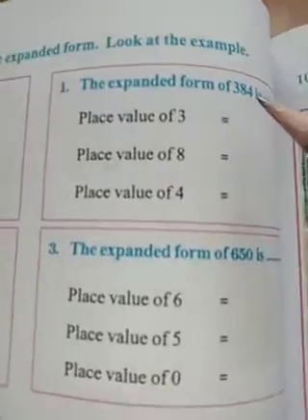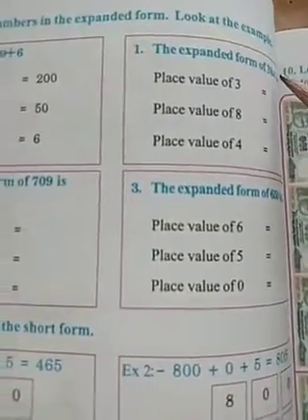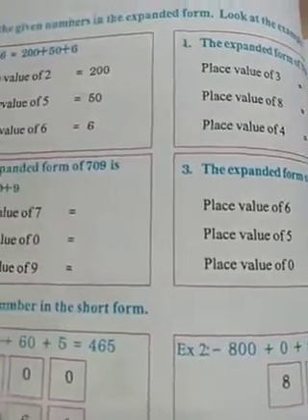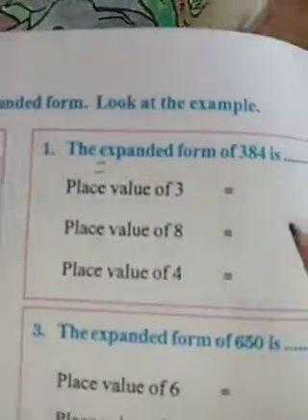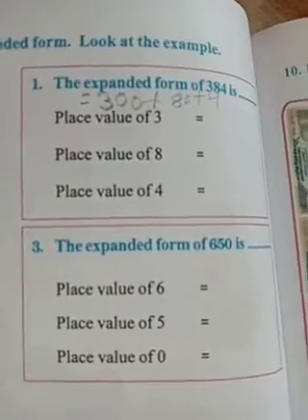The expanded form of 384 is. So here, write here, children. 384 equals 300 plus 80 plus 4. 300 plus 80 plus 4.